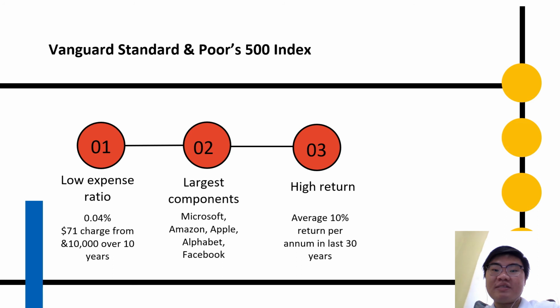Moreover, the largest components include Microsoft, Amazon, Apple, Alphabet, Facebook, and other giant corporations from the United States of America. We will also suggest that our client invest in this ETF until he retires. This is because the average return of the index fund in the last 30 years is about 10% per annum. If our client chooses to invest in the S&P 500 index fund until he retires, he is expected to enjoy his retired life without worrying about money.